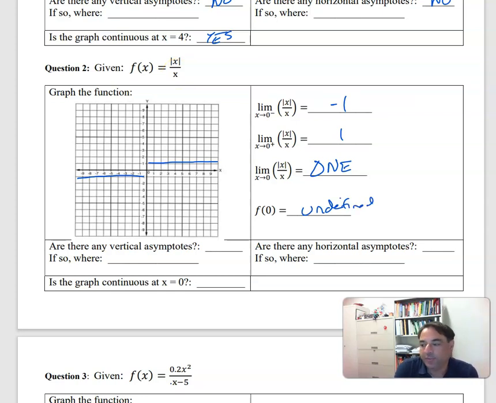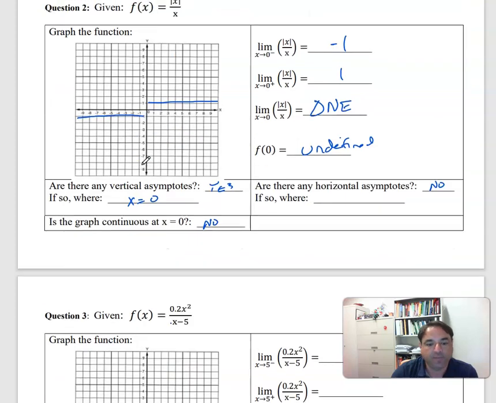Then, do we have any vertical asymptotes? The answer would be, again, for vertical asymptotes, if x makes the denominator 0, so yes, and that would be at x equals 0. There would be no horizontal asymptotes, so if you look at the degrees, nothing happens there. And then is the graph continuous? No, there's a jump. Notice it goes from negative 1 to 1. There's a jump there, so it is not continuous at 0.